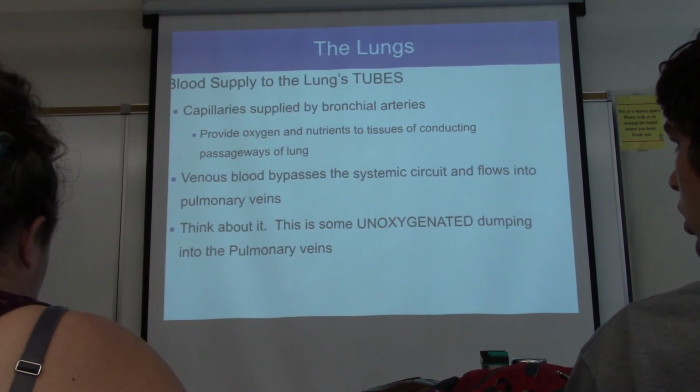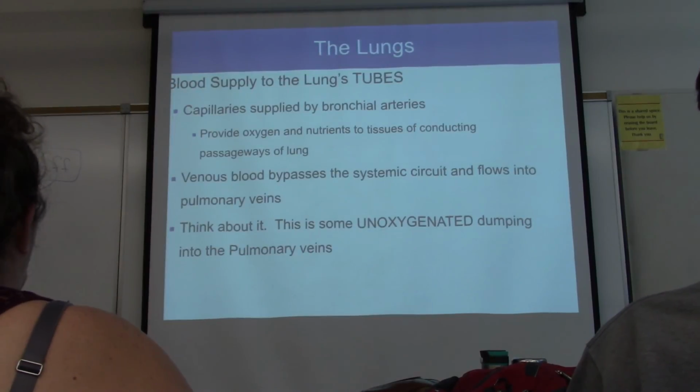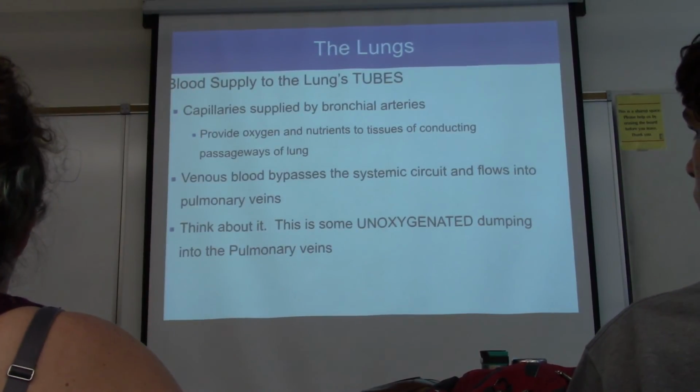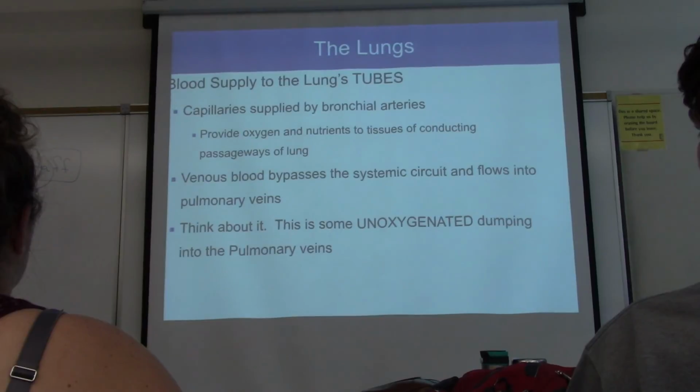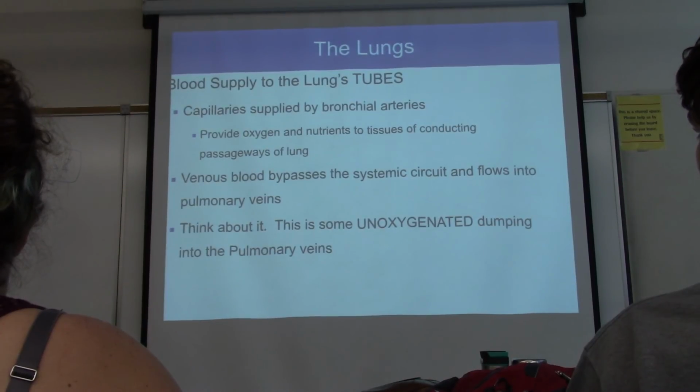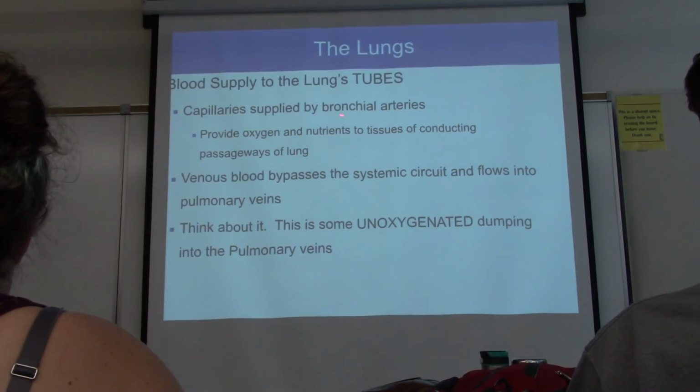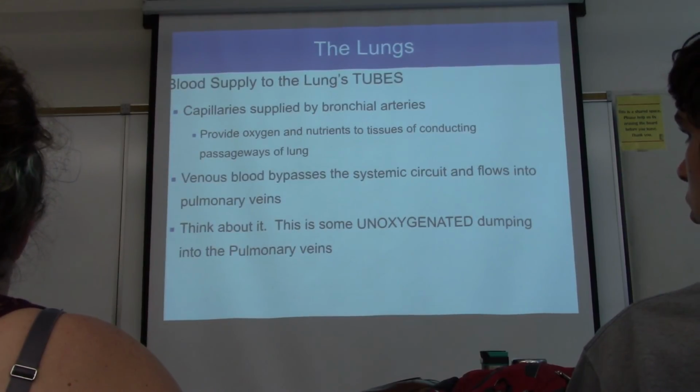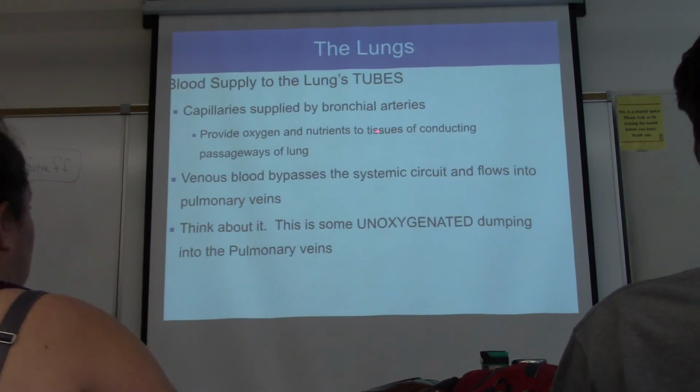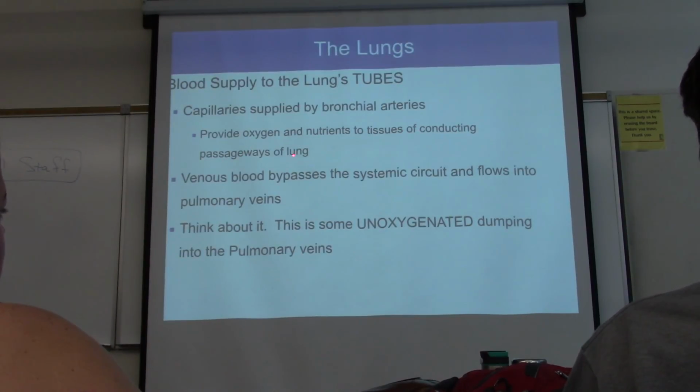Now the second part of this, which I've already explained to you, is the blood supply to the lungs' tubes. The book calls them bronchioles, bronchial tubes or something. But obviously you need a second blood supply to the lung, which is going to provide oxygen and nutrients to the tissues of the conducting pathways, to the tissues that make up the tubes themselves, okay?